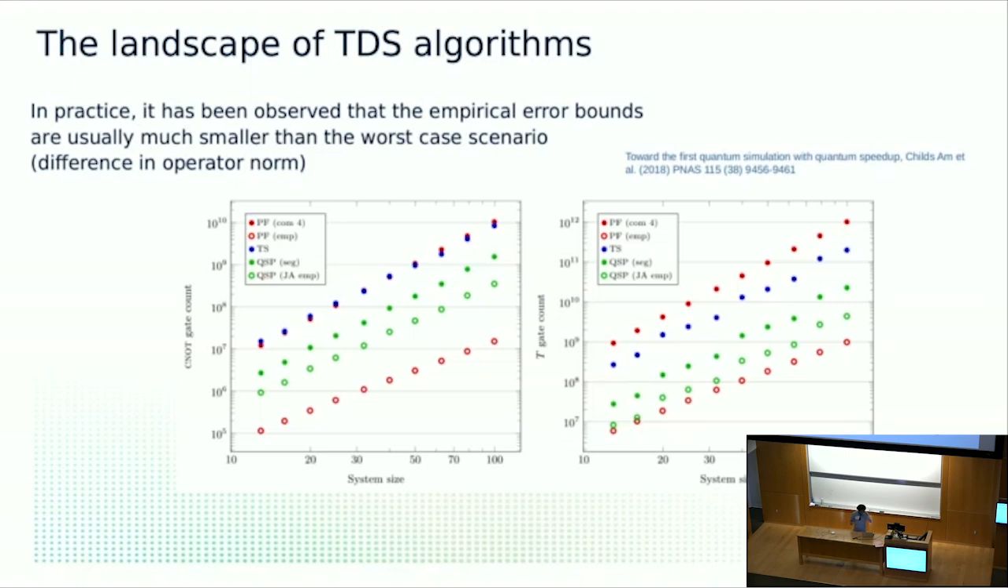The red dots on the top, the filled ones, are product formulas. But this is the scaling that comes from the actual errors that you can prove, so they are based on commutator scaling and so on. The empty red dots are what you get once you implement these formulas and look at the difference in operator norm between the actual evolution and the numerical evolution. They can do this up to like 20 sites, and then they extrapolate.